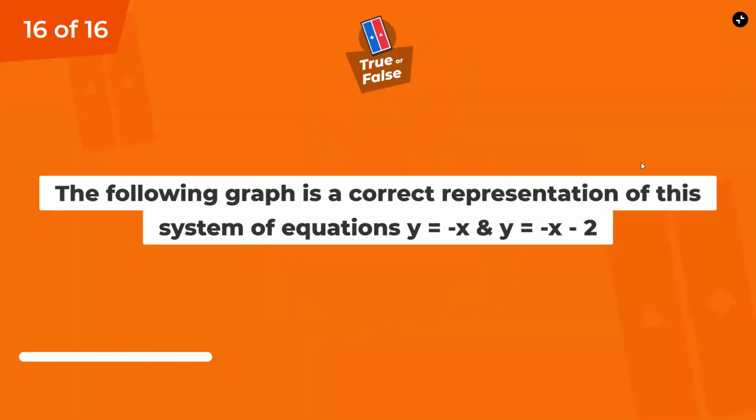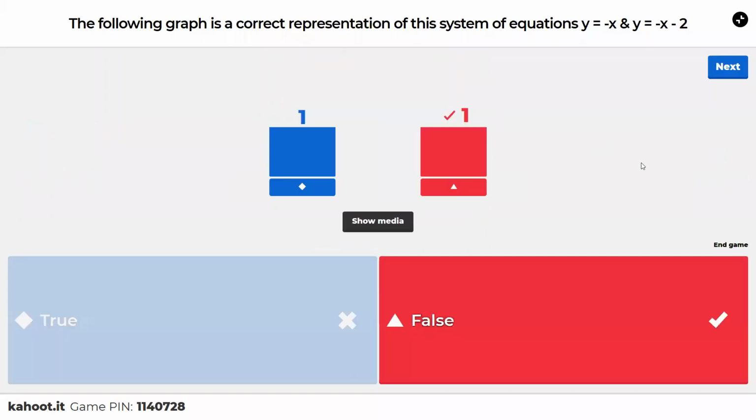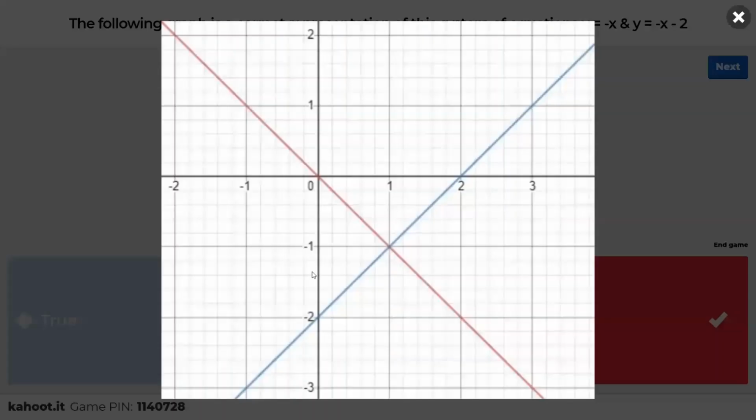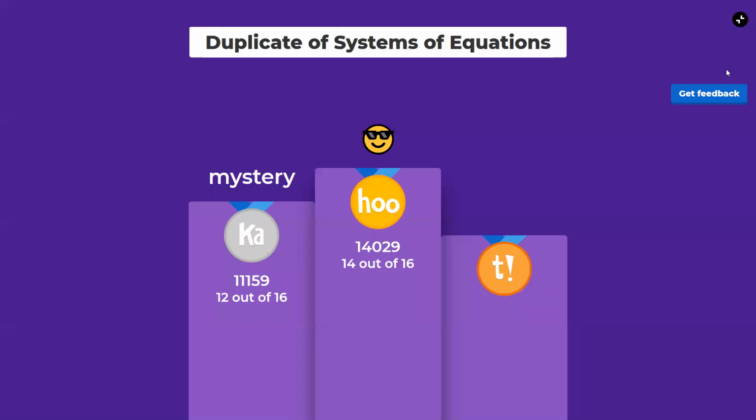Ooh, tight race. The following graph is a correct representation of this system of equations. True or false? All right, the correct answer was false. We've got negative 2 as the y-intercept here, and a 0 there. That is true. Then this one, down 1, right 1, down 1, right 1. That's correct. Okay, this one, though, says it should be negative x. So if those are the same slope, it should be parallel lines, shouldn't it? So, all right. Nicely done.